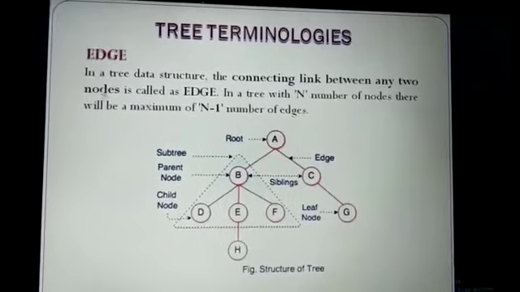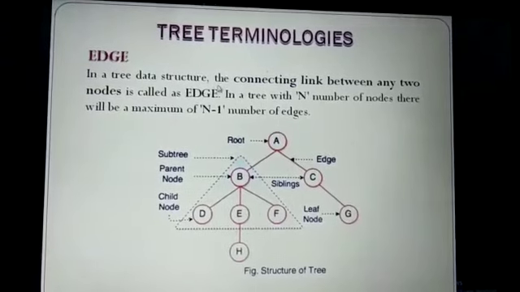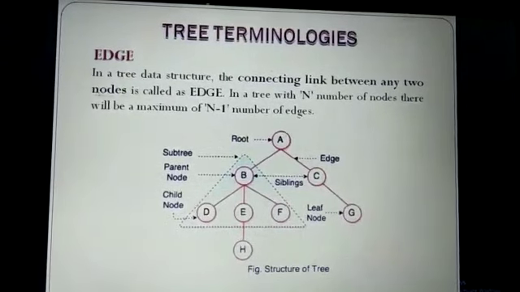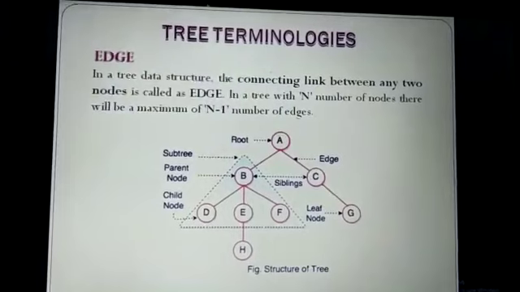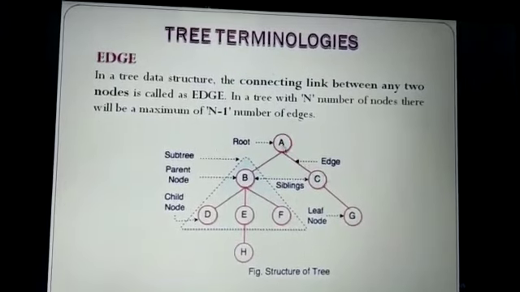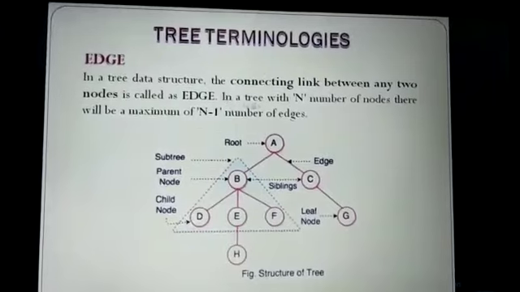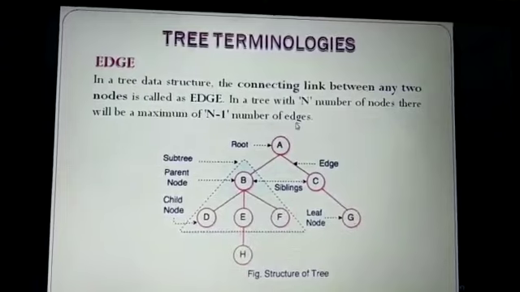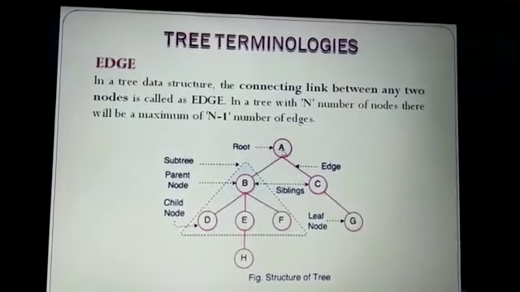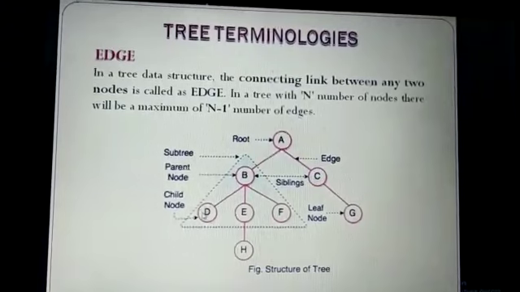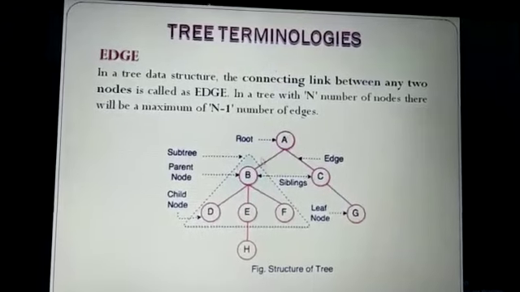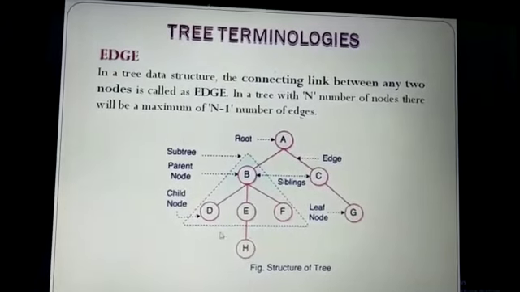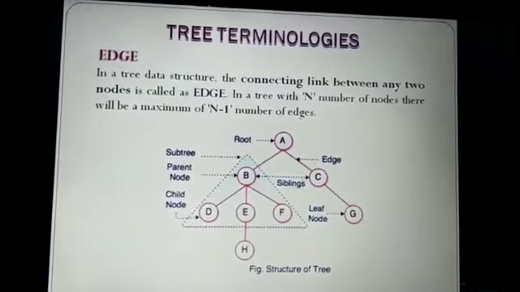The next terminology is edge. In a tree data structure, the connecting link between any two nodes is called as edge. In this, the connecting lines are called as edge. In a tree with n number of nodes, there will be a maximum of n minus 1 number of edges. In this example, we have 8 nodes and 7 edges. 7 lines are there, 1, 2, 3, 4, 5, 6, 7 edges are there.